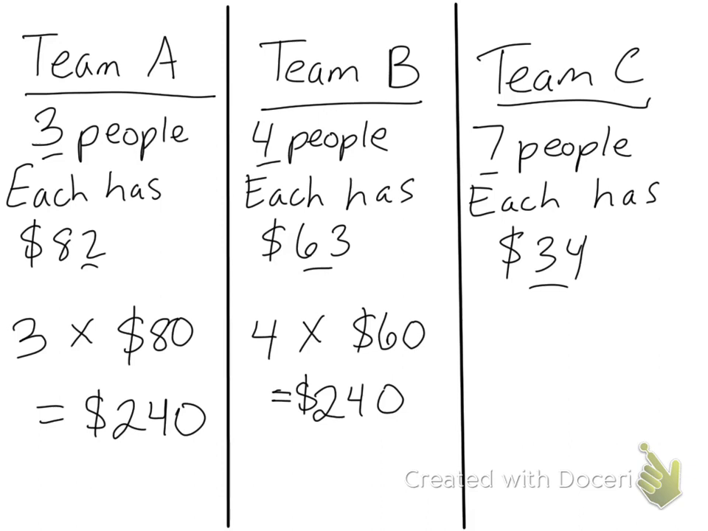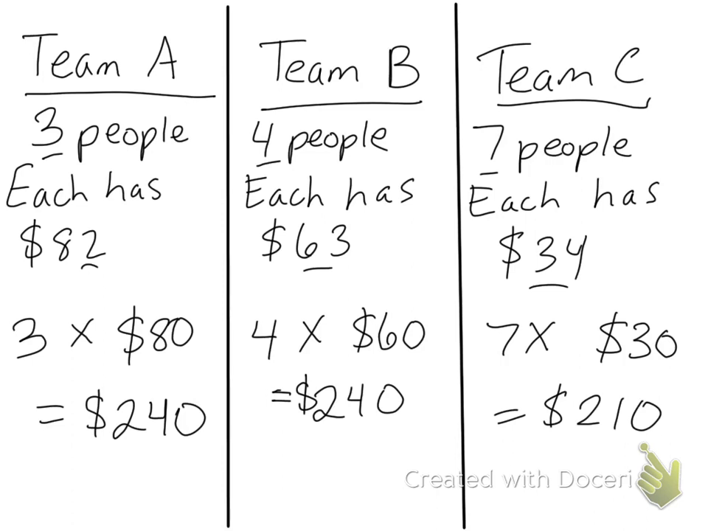Let's do the last one. Now, Team C has $34, which is really close to 30, and there's 7 people. So 7 groups of 30 equals $210. So Team A or B will have the most money. We're not sure which one yet. So we're going to multiply using mental computation to find out which team has more money.